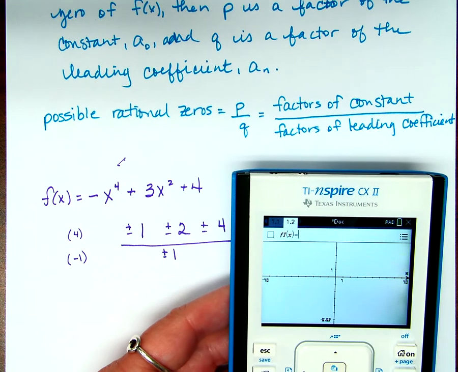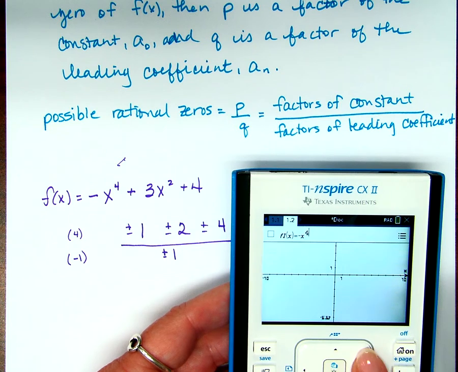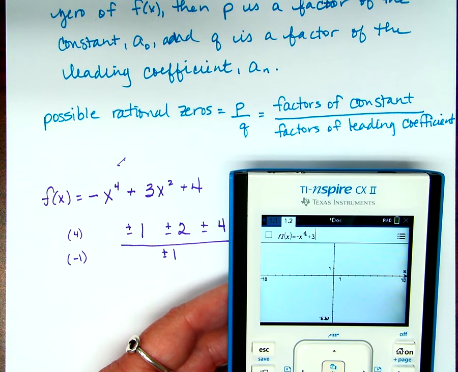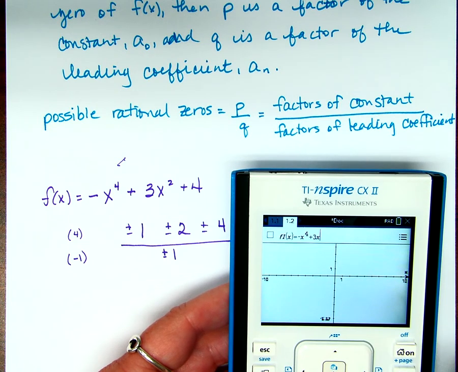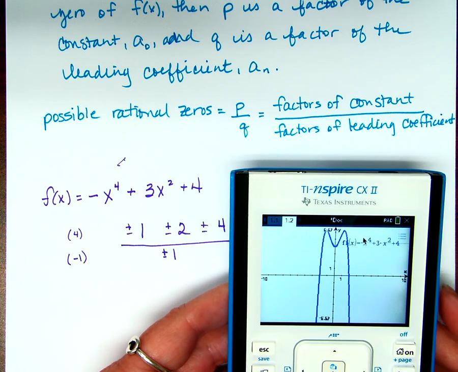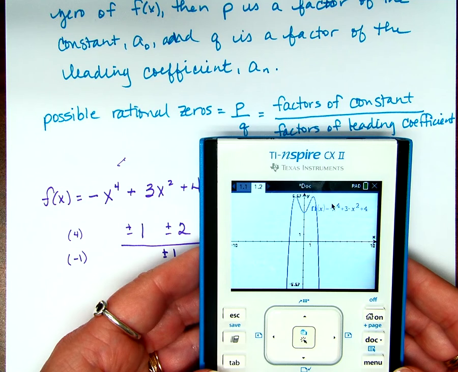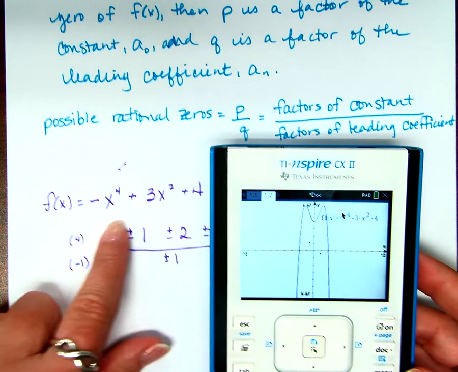Okay, I can go to a graph and put in my function, -x raised to the 4th plus 3x squared plus 4. Now, what am I looking for again? Looking for the zeros, right? So first of all, how many should there be?